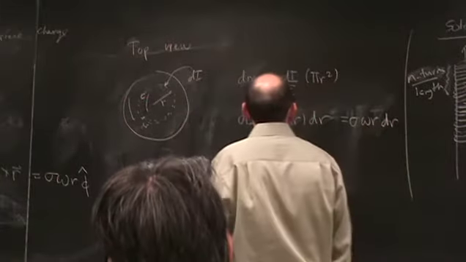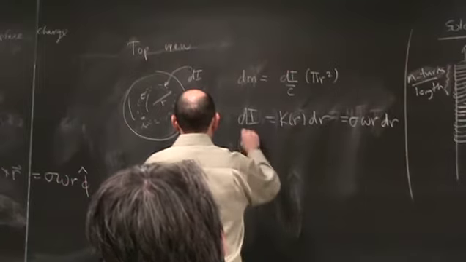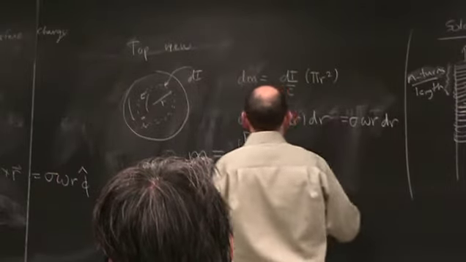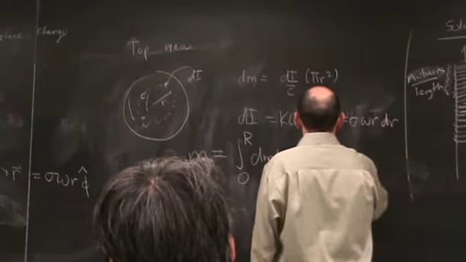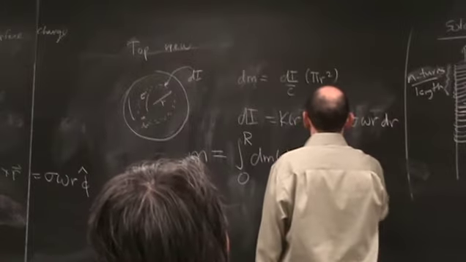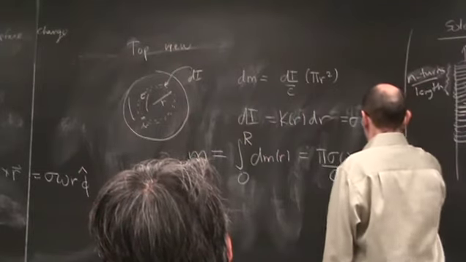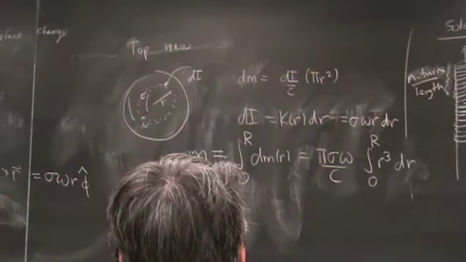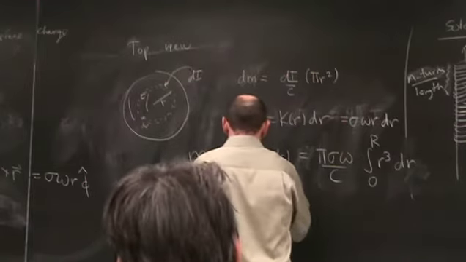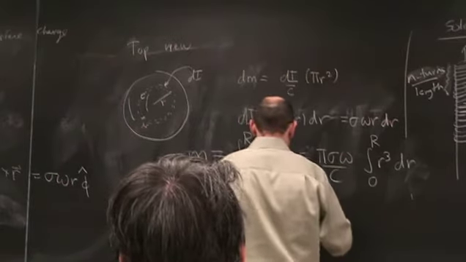So that tells me that the total magnetic dipole moment, the magnitude of it, is the integral from 0 to R of dm as a function of r, which is equal to, put all this together, pi sigma omega over c, integral r cubed dr from 0 to R. That is equal to pi sigma omega over 4c R to the 4th.